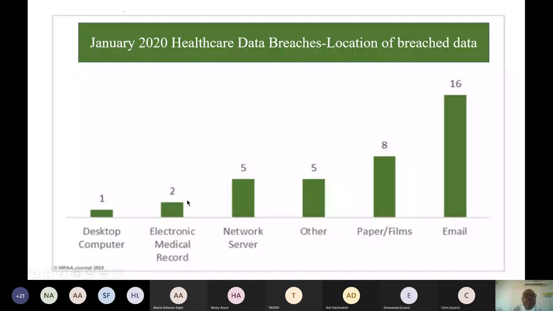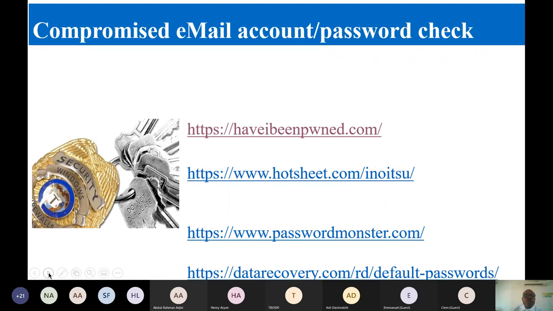Now, in the year 2020, this is also coming from the HIPAA journal. HIPAA is one of the authorities when it comes to healthcare analytics in the US, and they do worldwide analysis. HIPAA undertook research and found out that of the data breaches that occur in the healthcare industry, the major source or route used is your email. Of course, there's the desktop, electronic medical records, network server, and paper and phone. But email is the most attractive route used for unauthorized access. So it stands to reason that corporate institutions must pay serious attention to what systems they put in place to prevent compromised email systems.